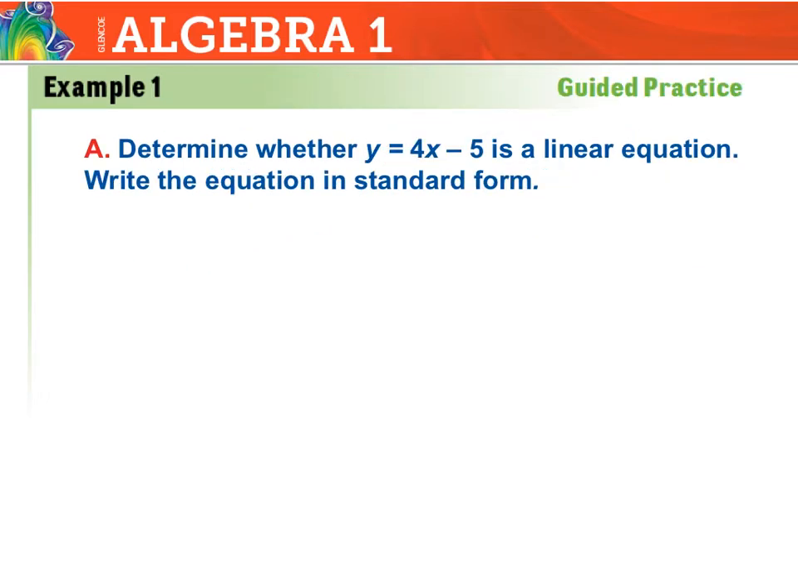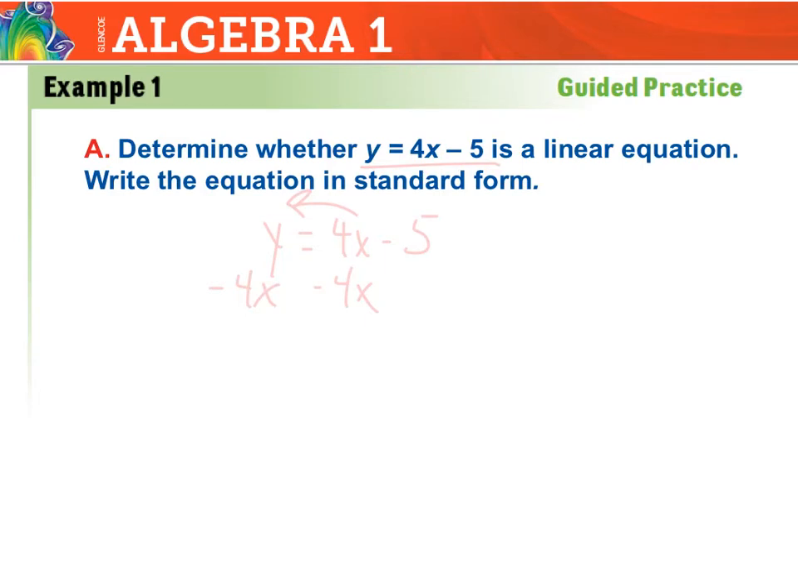Okay, example 1 here. Determine whether y equals 4x minus 5 is a linear equation. Write it in standard form. So again, standard form just says x and y are going to be on the same side together. So we can do that. Y equals 4x minus 5. Again, 4x needs to move over here. We're going to subtract it, just like we've been doing. This is where our work with literal equations really comes through.